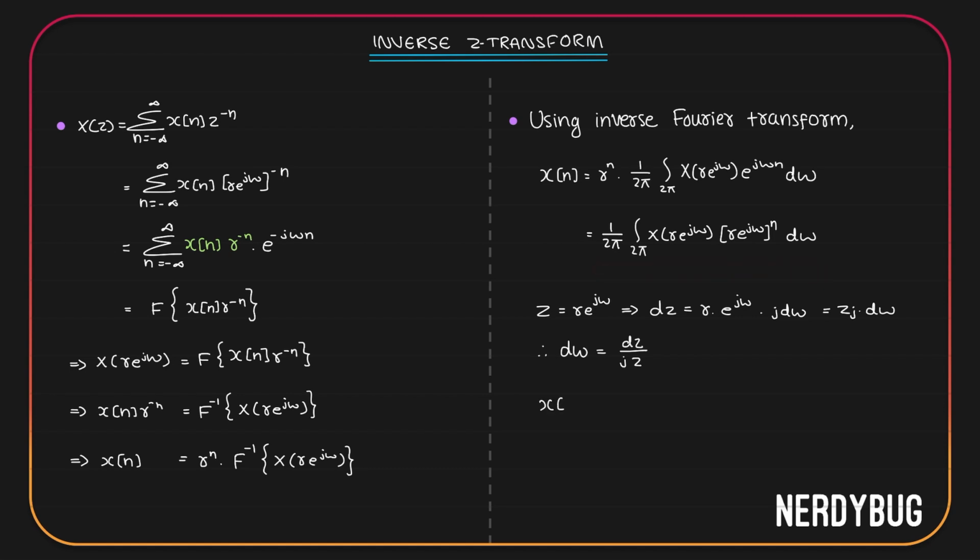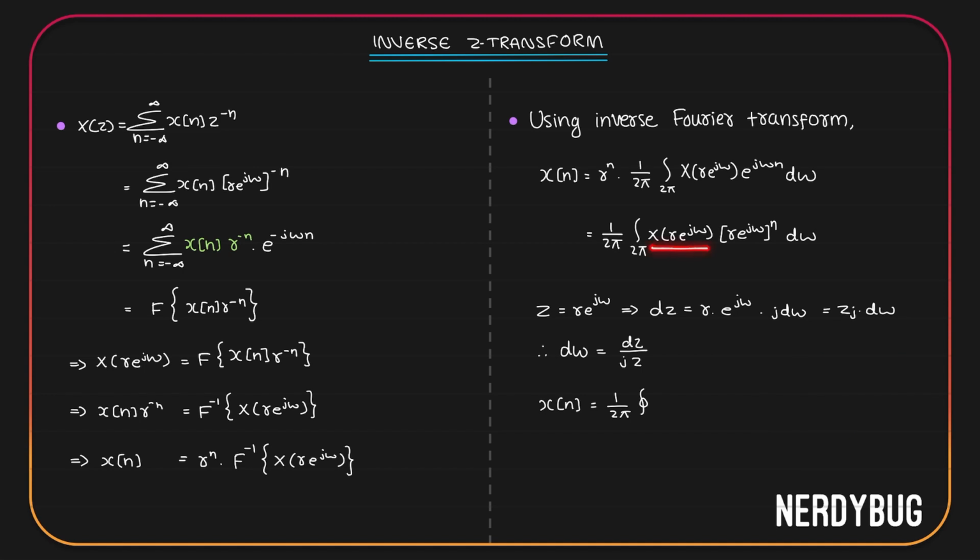We get x of n is equal to 1 by 2 pi. When we are talking in terms of omega, integration is across 2 pi, but we are going to talk in terms of z. If omega can take any value from 0 degree to 360 degree, then in the z plane we'll be taking the entire circle. So we will use the circular integral, which means we're integrating throughout the contour of the circle.